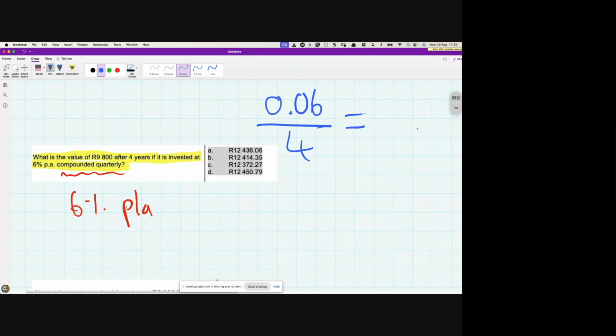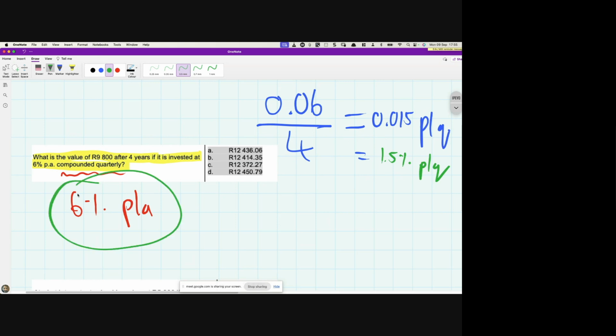So this is per annum. This is going to be P/Q. Well, I can go 0.06 divided by 4, and I'm going to get 0.015, or we could say 1.5%. We could also say 1.5% per quarter. Give me a thumbs up if you're with me on that one, that you understand how if it's 6% per year, it's 1.5% per quarter.